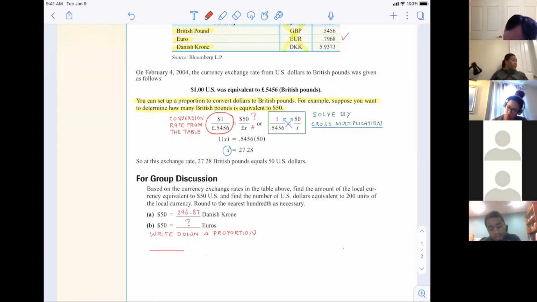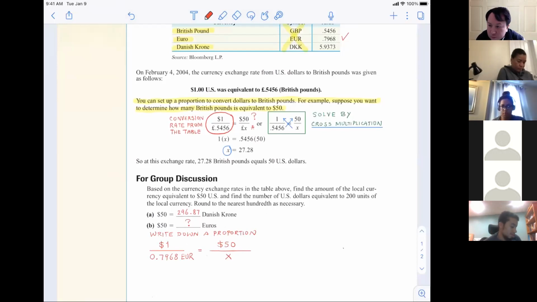So we have the conversion rate. $1 will give us 0.7968 euro, right? Now we want $50. How much euro are we going to get in return? So far, so good. Yes.